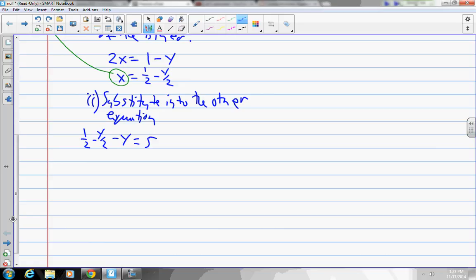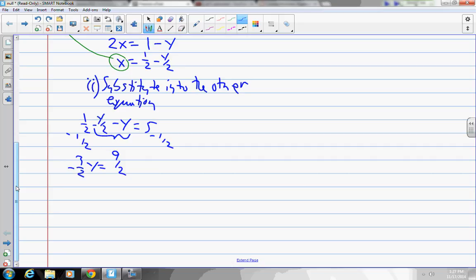Okay. So subtract 1/2 from both sides and combine the like terms. So you get negative 3/2 y equals 5 minus 1/2, which is 9/2. Right? Doesn't have to be that nasty. And then just multiply both sides by 2/3.